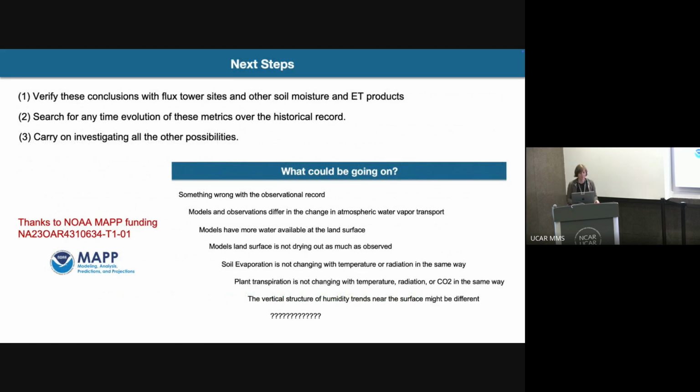So the next steps are to verify these conclusions with flux tower sites and other soil moisture and ET products, and definitely look at the ISD stations for humidity as well and check that these conclusions hold. Search for time evolution over the historical record, and then continue to investigate all of these other possibilities that I listed on the slides. So thanks.